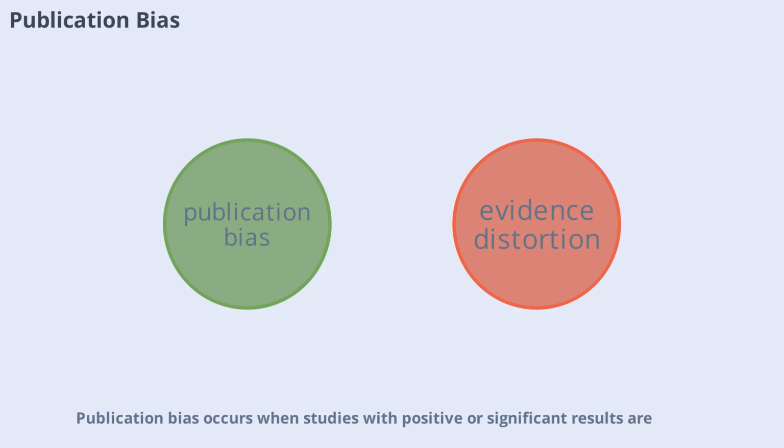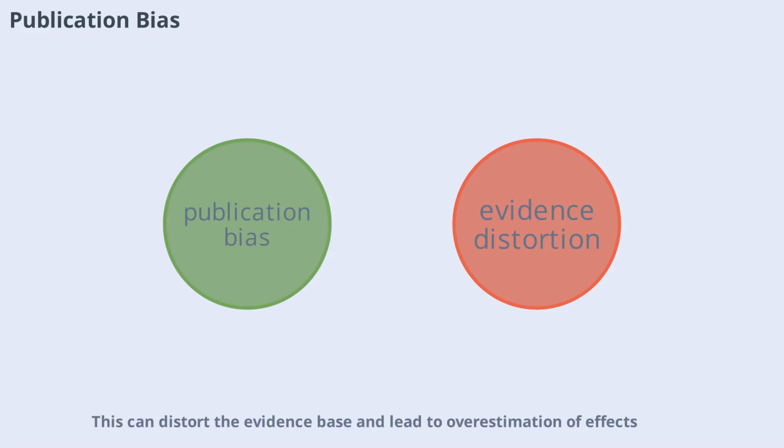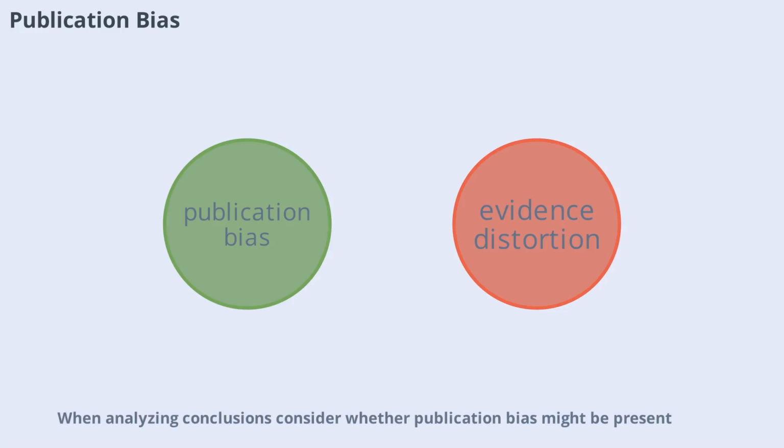Publication bias occurs when studies with positive or significant results are more likely to be published than those with negative or null findings. This can distort the evidence base and lead to overestimation of effects. When analyzing conclusions, consider whether publication bias might be present and look for efforts to address it, such as searching for unpublished studies.